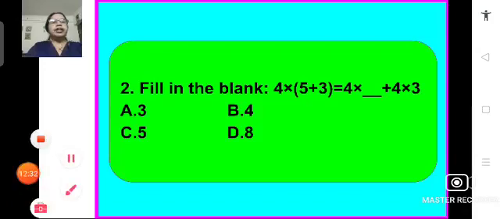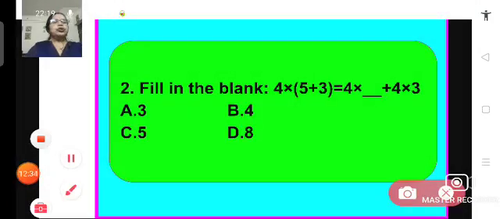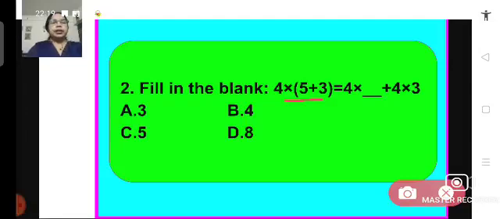Second question, fill in the blank. 4 into (5 plus 3). So we apply the distributive property here. What can we write in the blank? 4 into dash plus 4 into 3. That means here we can write 4 into 5. So 5 is the answer.